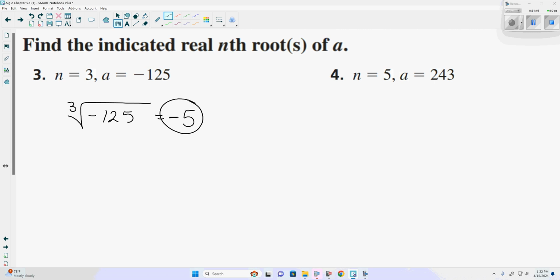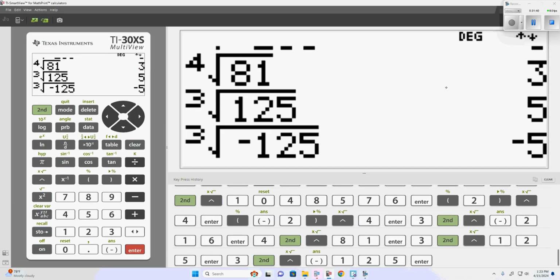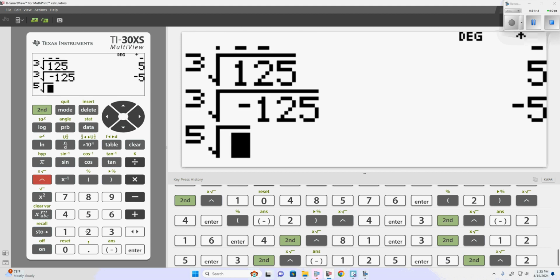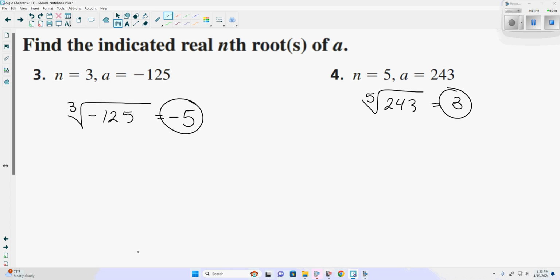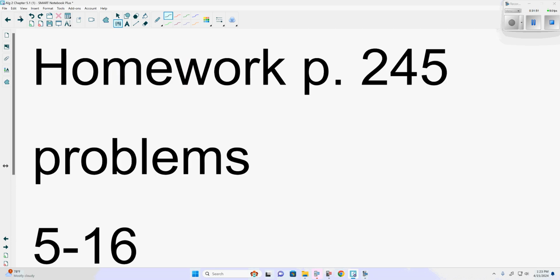And the last one, n is 5, a is 243. So we're looking for the fifth root of 243. Since it is odd, we will have exactly one real root. And the fifth root of 243 is 3. Questions on this here? 5 through 16.